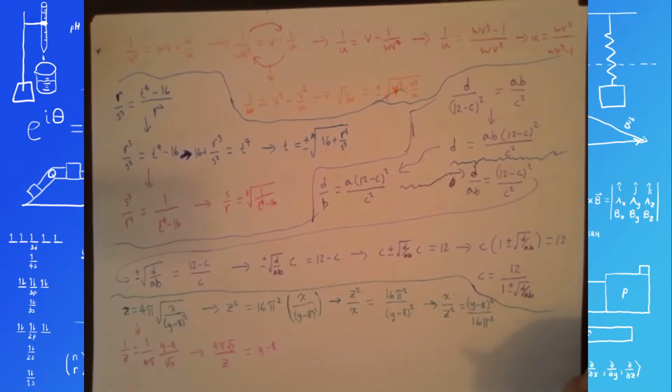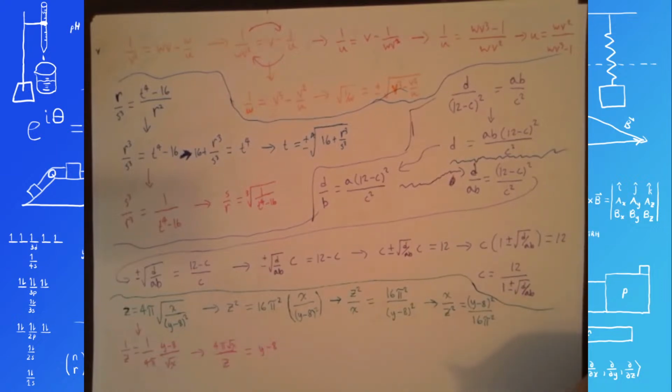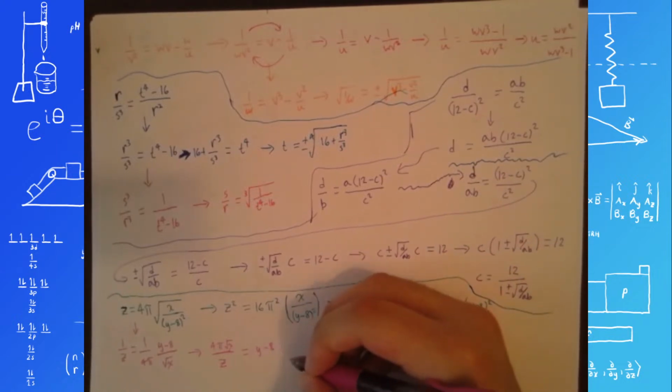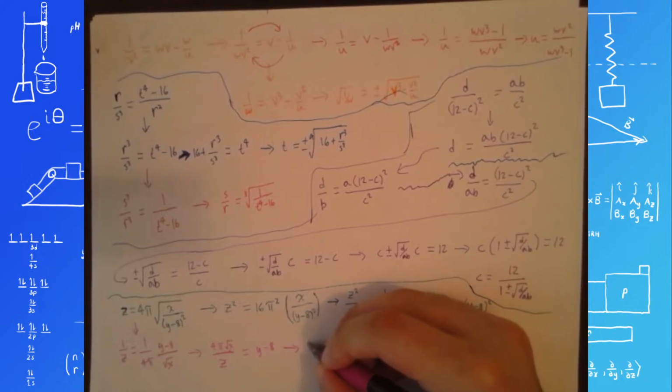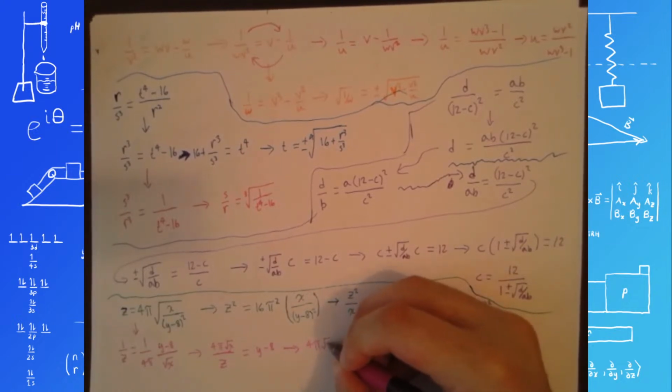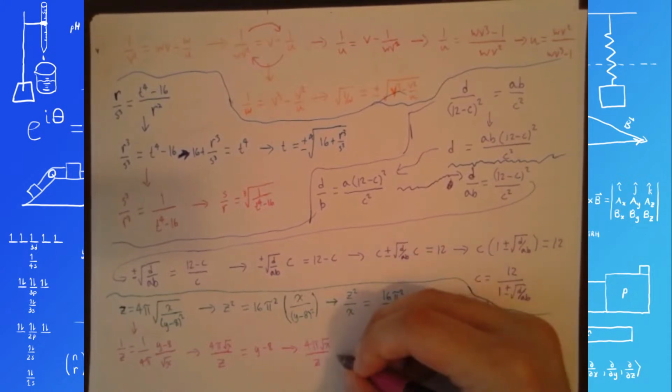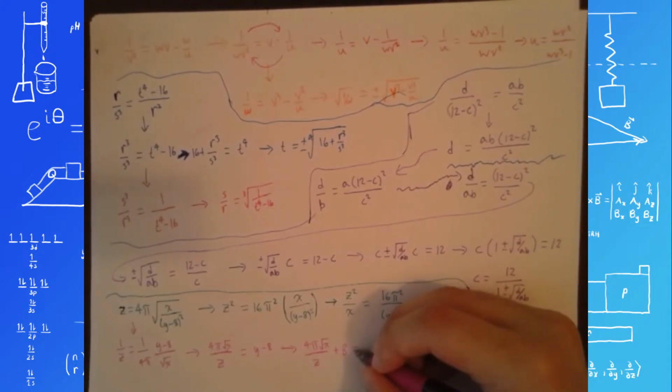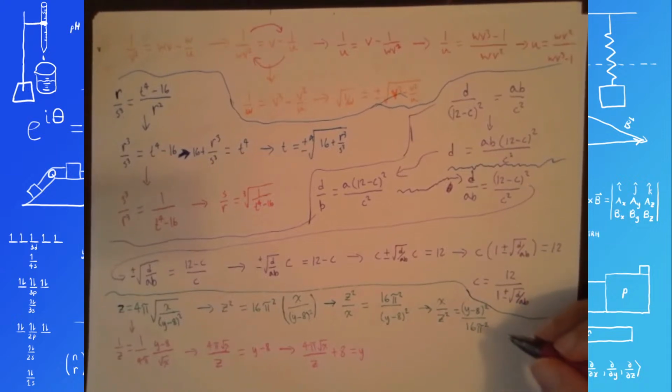And I guess there would have to be a, well, no, we don't need a plus or minus here because it wasn't included in the beginning. We don't need a plus or minus in front of the square root there. And then add 8, and you've got y. So I guess it's not that bad doing it from the start. 4 pi root x over z plus 8 equals y.